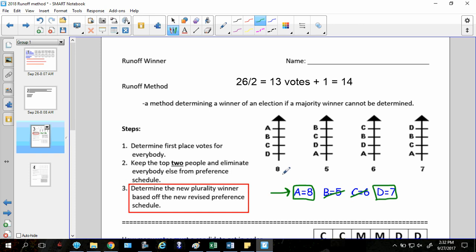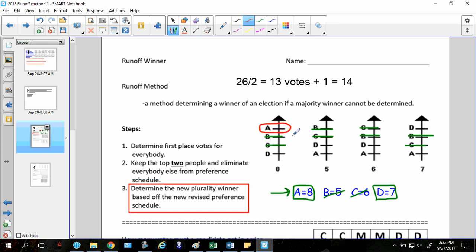So what you need to do is, in your preference schedule, mark out B and C, like I'm doing here. B and C, B and C. Now, determine the new plurality winner. This is step 3, based off the newly revised preference schedule. So that means going through every single column here.